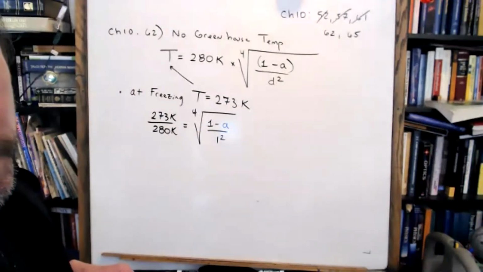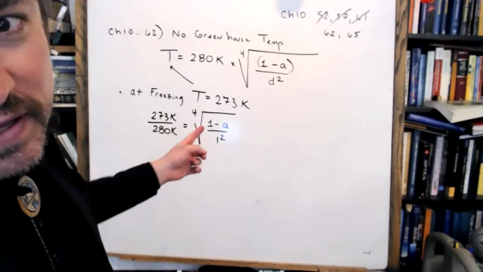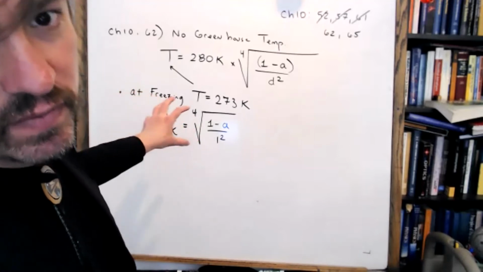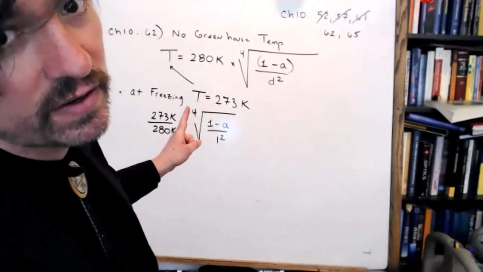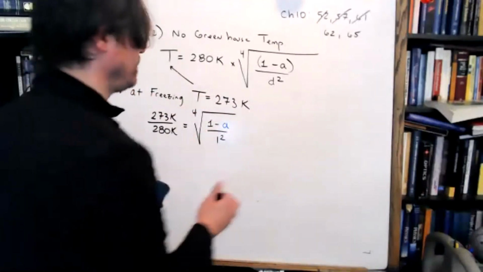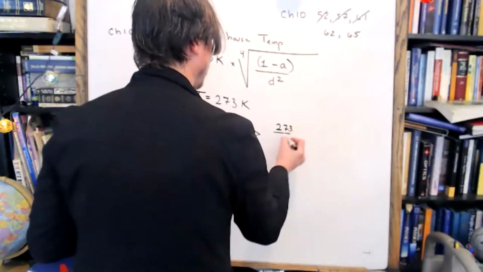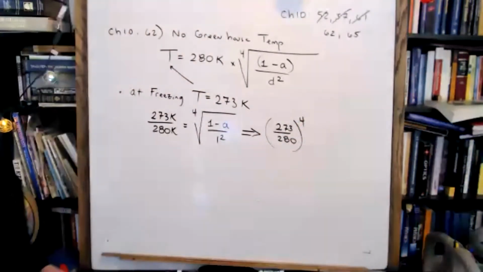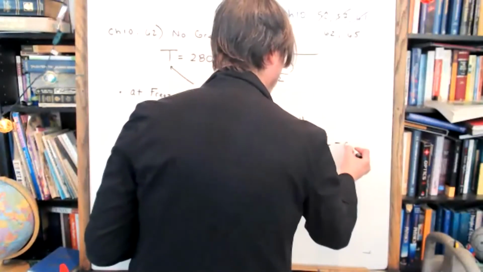How do I deal with the 4th power? Oh, sorry, I'm stupid and sleepy. To kill a 4th root, you raise it to the 4th power on each side. So this will lead to, we can drop the units of Kelvin now, 273 over 280 to the 4th power is equal to 1 minus the albedo.